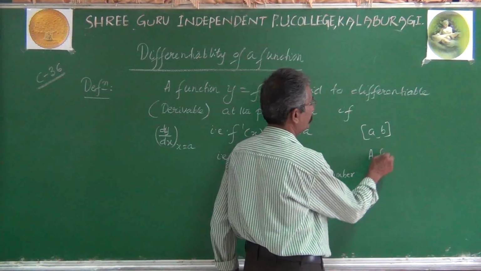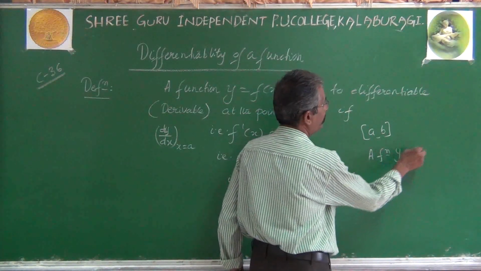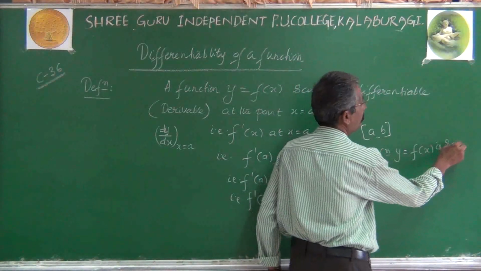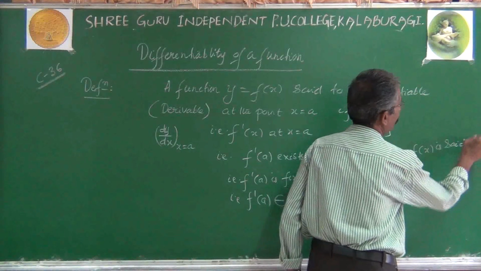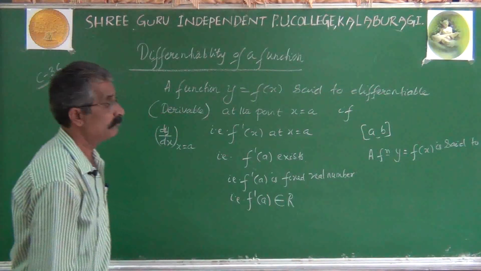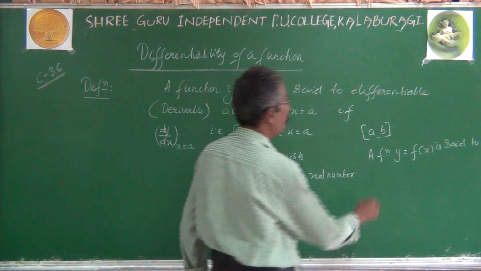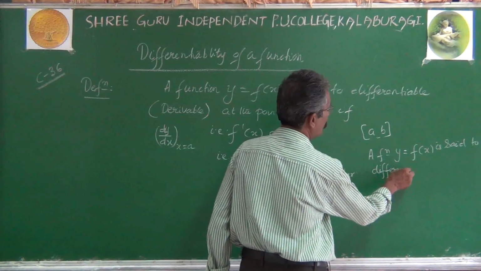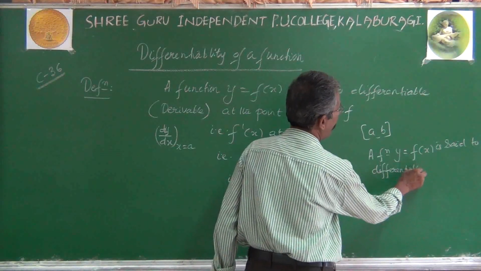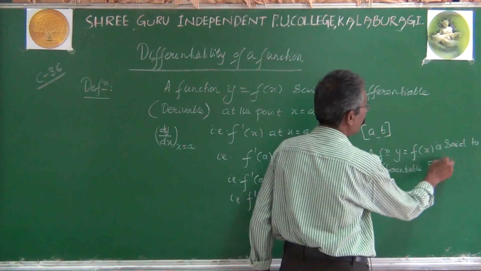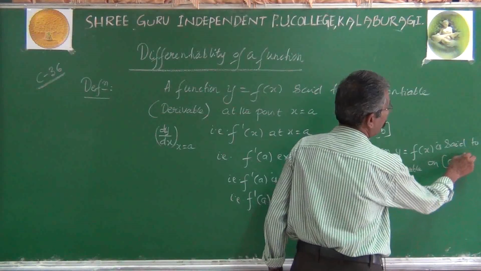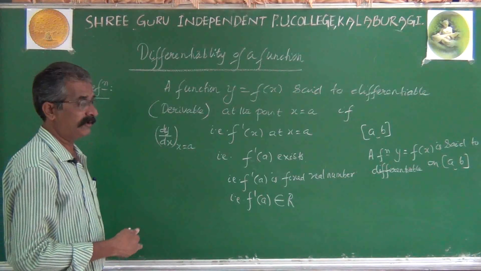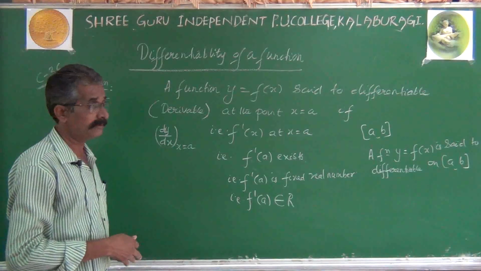A function y equal to f of x is said to be differentiable on the interval a b. On means not actually above the interval. On means for all the values of x on that interval.